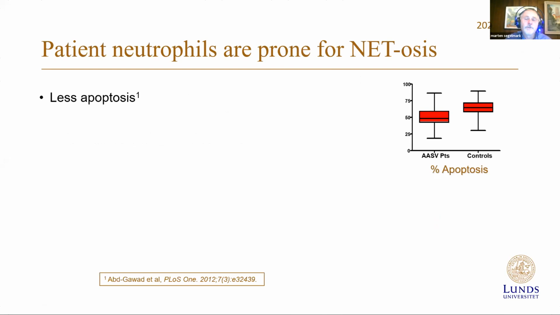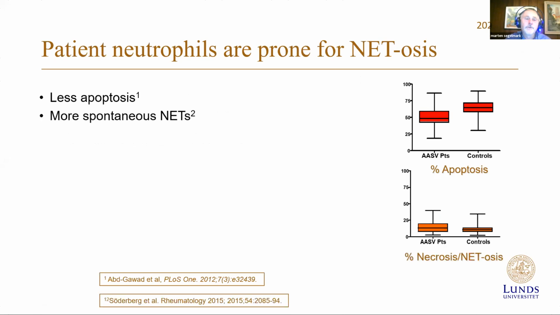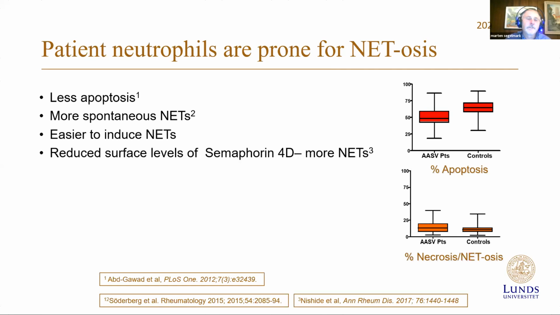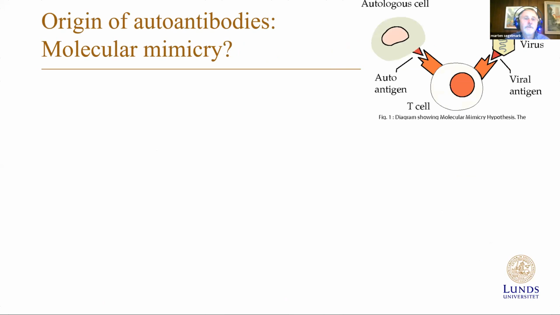We and others have shown that neutrophils from patients with GPA are less prone to apoptosis and more prone to undergo NETosis. And it's easier to induce NETosis, as has been shown in other experiments. And there are also molecular explanations for this, which I don't have time to go into in detail.